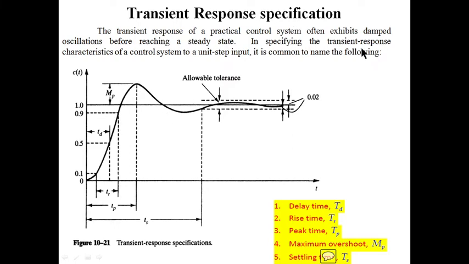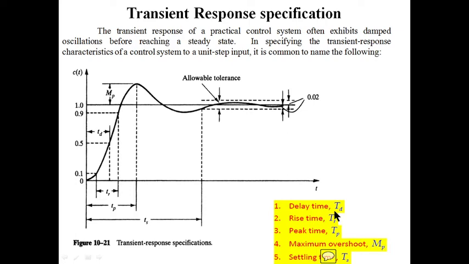In specifying the transient response characteristics of a control system to a unit step input, it is common to name the following. Here you can see time is plotted on the x-axis, and the magnitude of response or output is plotted on the y-axis. And on this you will see T of R, T of P, T of S. All these are the various parameters on which we are going to study the time analysis of the system.